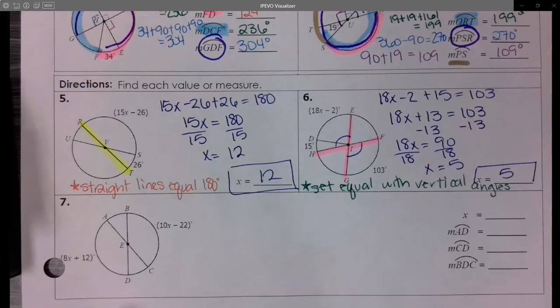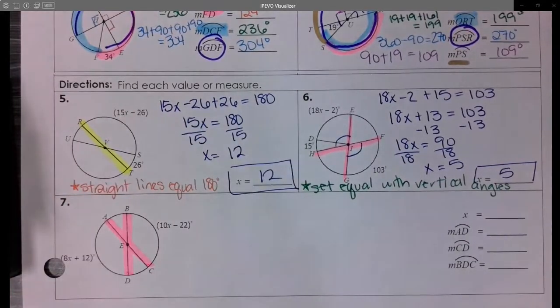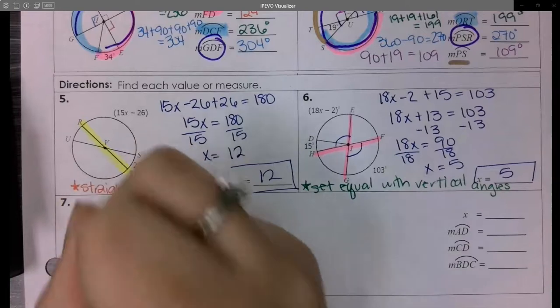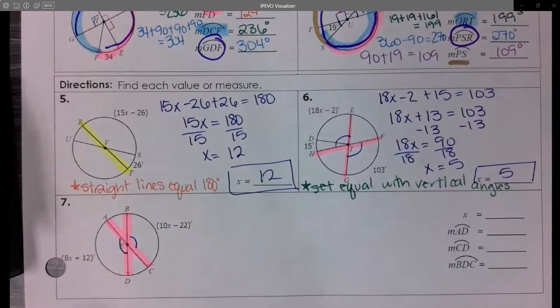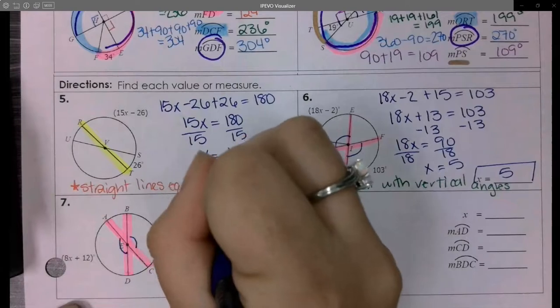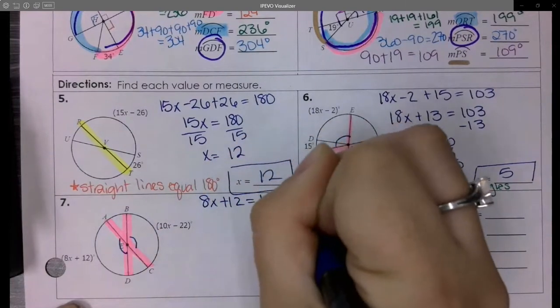So number 7 wants me to find the value of x, and then once I find it, find the value of different arc lengths. So if I take a look, again I have two straight lines crossing each other. So that gives me a pair of vertical angles. Because they're vertical angles, I can set them equal to each other because they're congruent. So I'm going to have 8x plus 12 equals 10x minus 22.